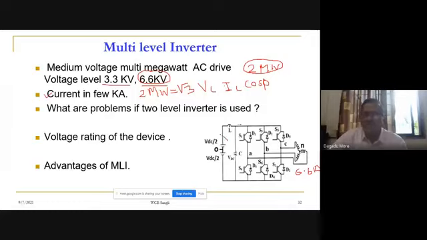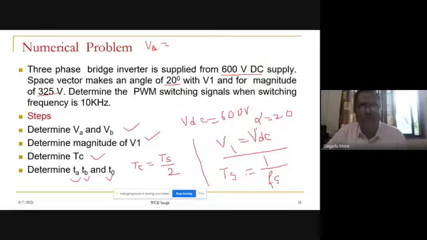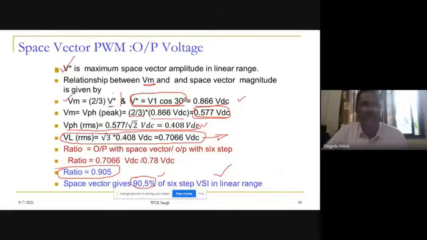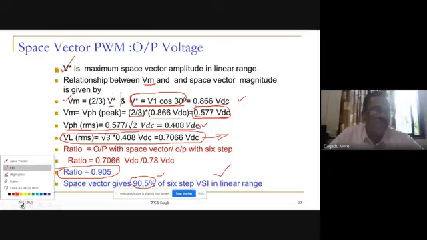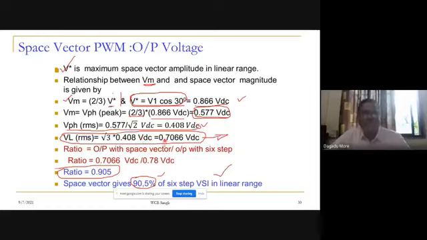Then how much VDC is required for 6.6 kV? What is the relationship between the VL RMS and the VDC? We are having a space vector PWM. If we use it, our VL RMS is 6.6 kV. Based on that, our VL RMS equals 0.7066 VDC.